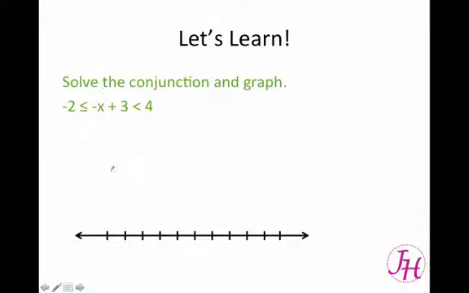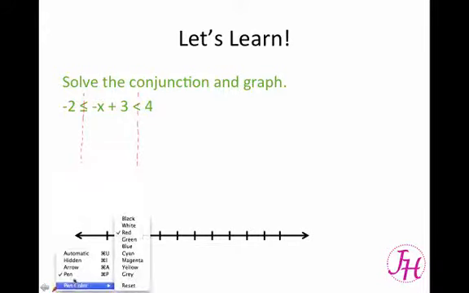Solve the conjunction and graph. So we have -2 is less than or equal to -x plus 3 is less than 4. So I like to start by putting a dashed line right down through my inequalities.